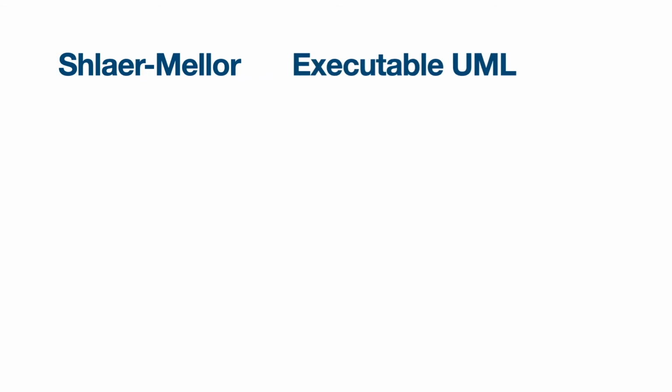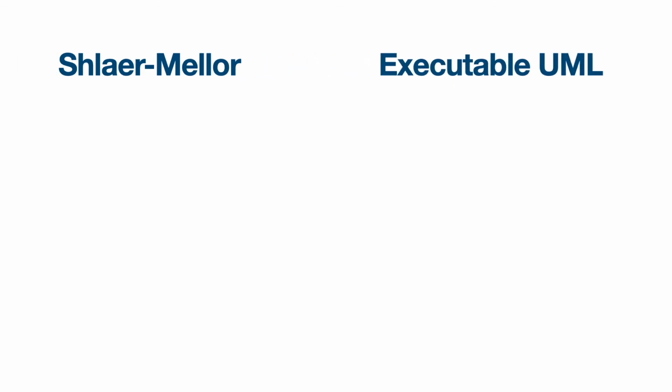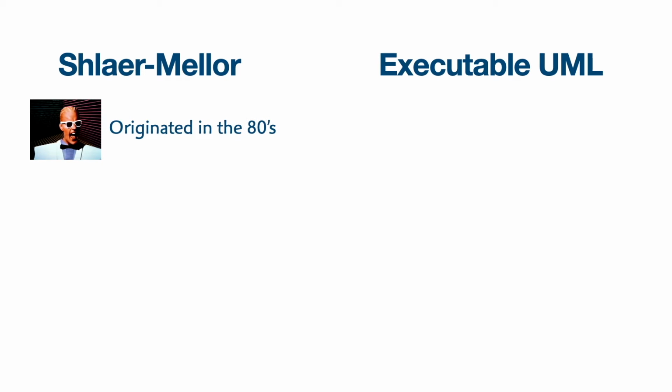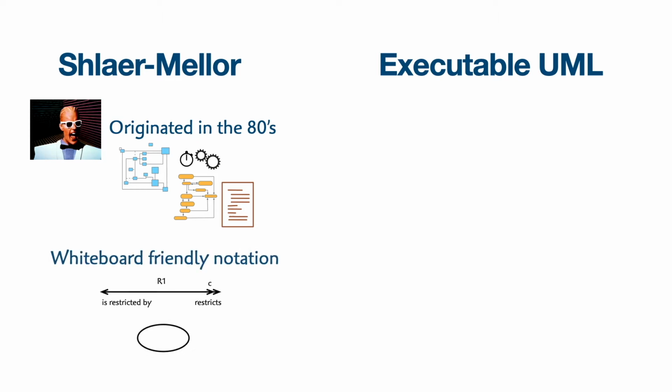Before diving into the details, let's get clear on what we mean by the term Shlaer-Mellor and Executable UML. Shlaer-Mellor is a methodology originating in the 80s for building formal software system specifications. These specifications are modeled using a well-defined set of execution semantics, synchronization rules, and computation actions. All of these components were built up from existing mathematical and distributed computing theory foundations. On top of all that, Shlaer-Mellor defined a whiteboard-friendly notation for depicting these underlying mechanisms.